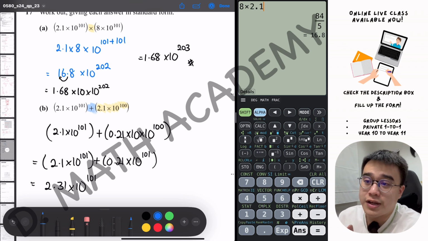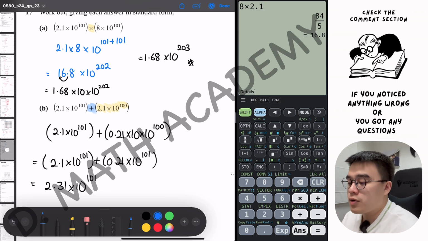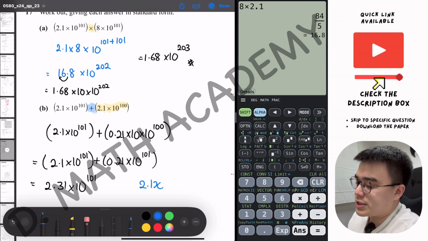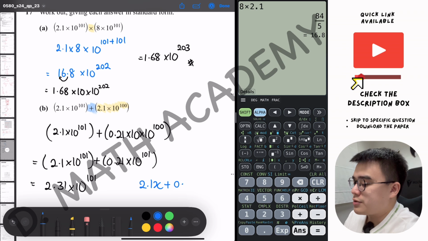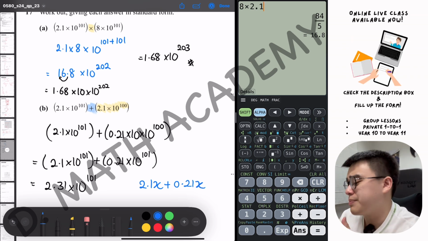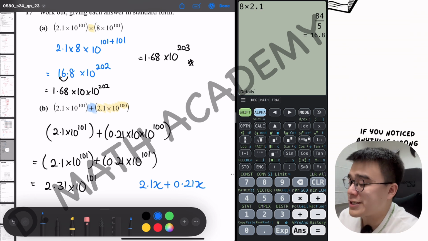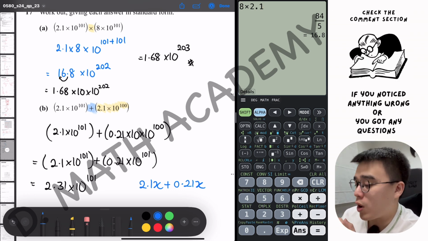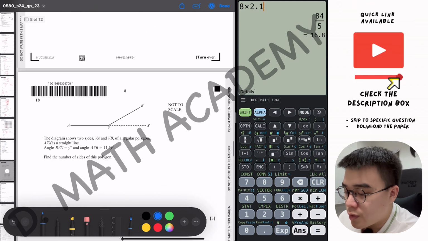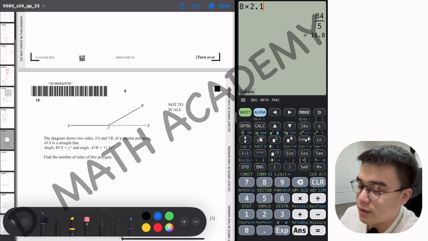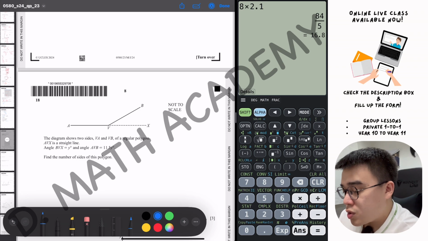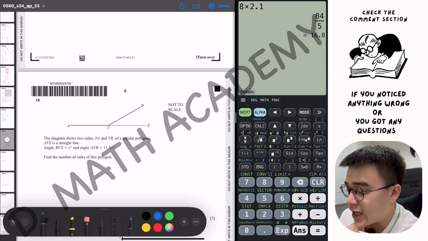So for whoever is confused by this, you can always look at it as a question that is 2.1x plus 0.21x. So the x here is actually used to represent the 10 to the power of 101. Okay, so that's pretty much it for this question. Moving on to question 18, we are at the last 5 or 6 questions here. Okay, so they want us to find the number of sides.